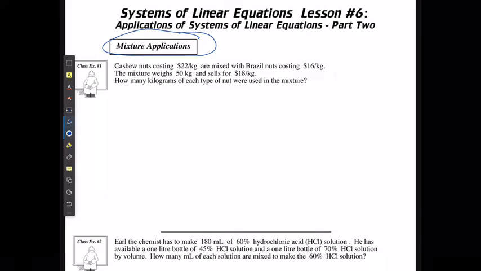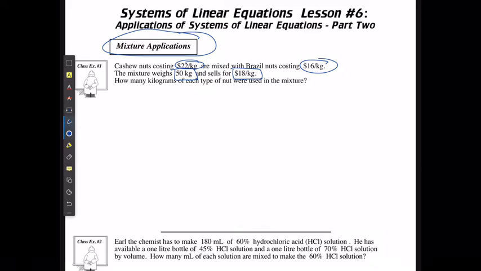So in this case, we see that cashew nuts, which cost $22 a kilogram, are mixed with Brazil nuts, which cost $16 per kilogram. Then it says the total weight is going to be 50 kilograms, and the price for the combined mixture is going to be $18 per kilogram.